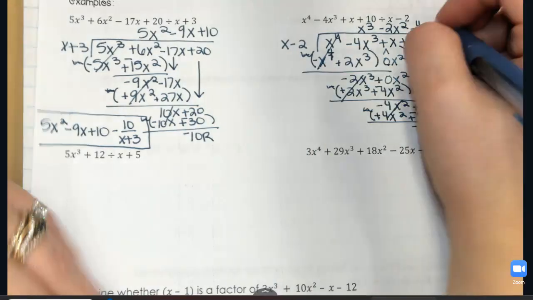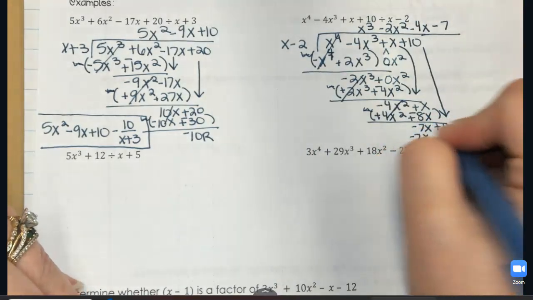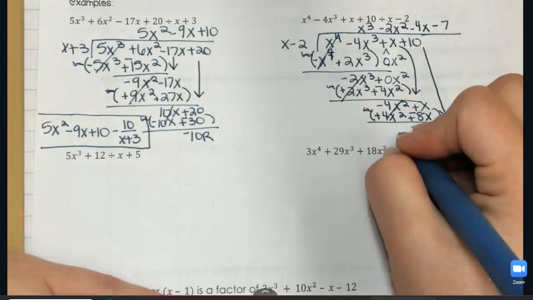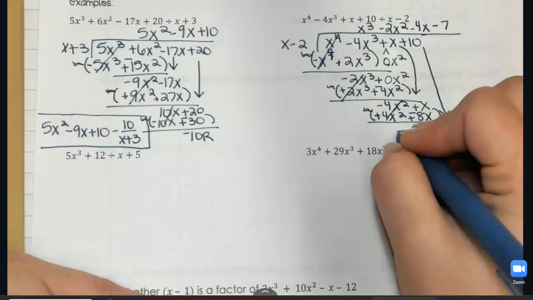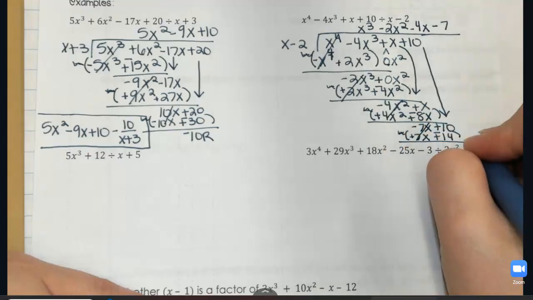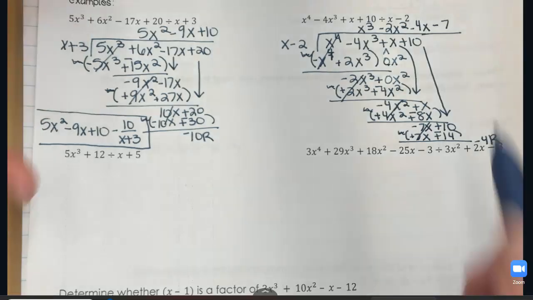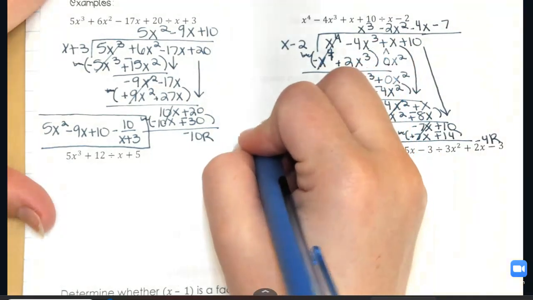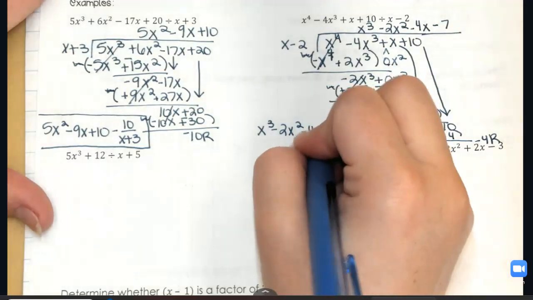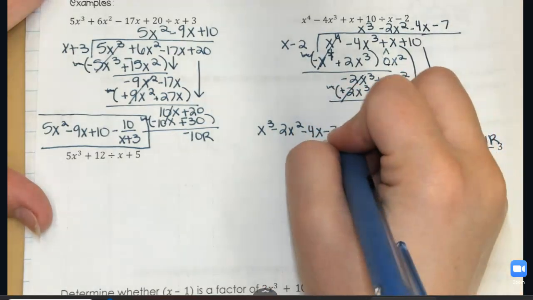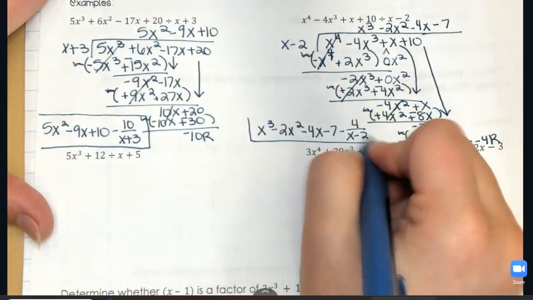Negative 7x divided by x is negative 7. When I multiply, I get negative 7x plus 14. So I'm going to subtract, distribute my negative, and I get negative 4 as my remainder. So again, for my final answer, it'll be everything on top of that house, x cubed minus 2x squared minus 4x minus 7, and then negative 4 over my divisor, which was x minus 2 for this one.